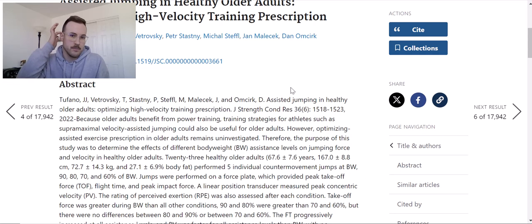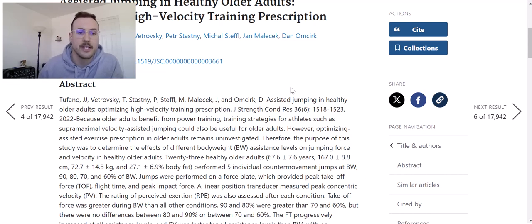So I was like, well, let's look at some research on jumping. Why not? Voila. We got recent research on jumping. I should have known. Because older adults benefit from power training. Training strategies for adults such as supramaximal velocity assisted jumping could also be useful for older adults.